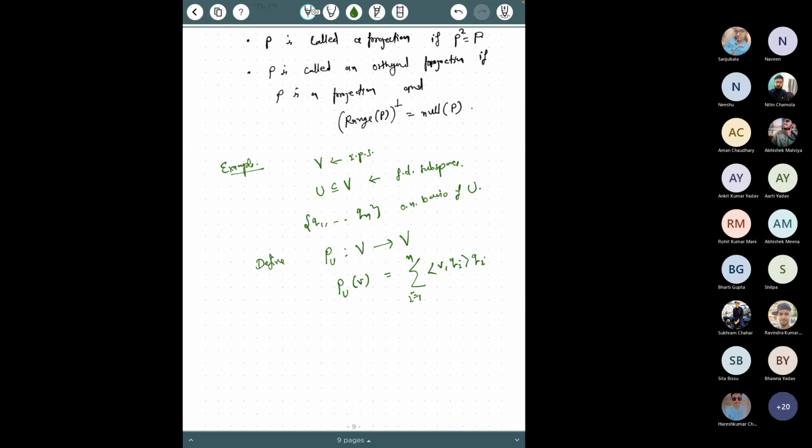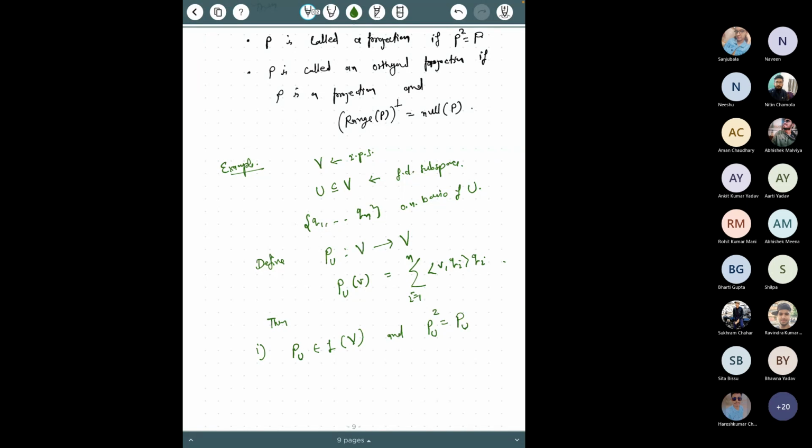Not only that, you can check that this P_U is actually a projection. You can say that P_U is a linear operator on V. In fact, it is a projection, so when you apply it twice, you get P_U itself. So this operator P_U is a projection on V.